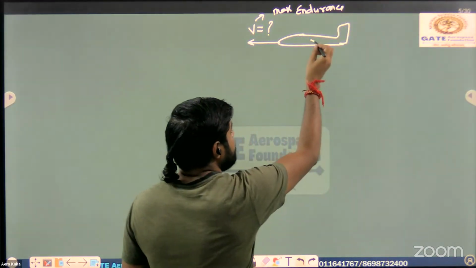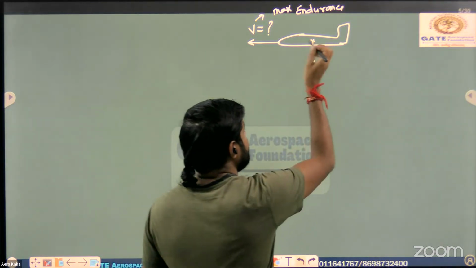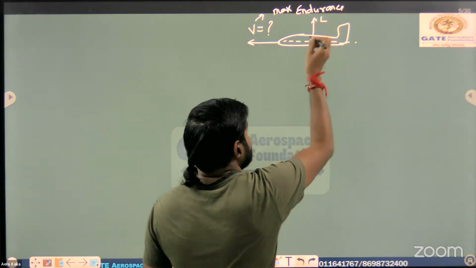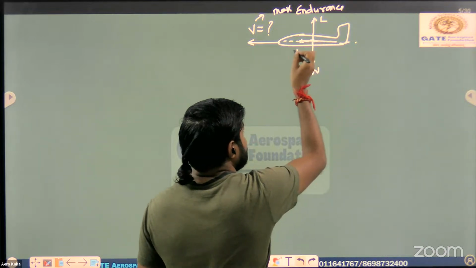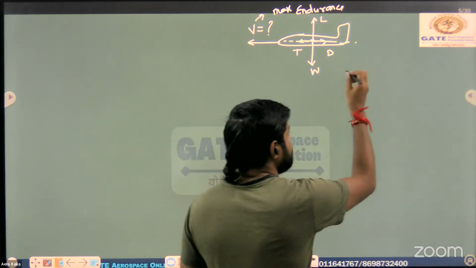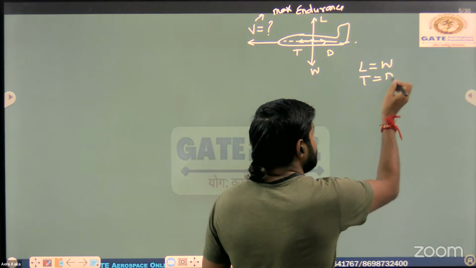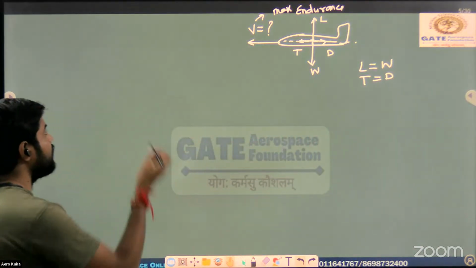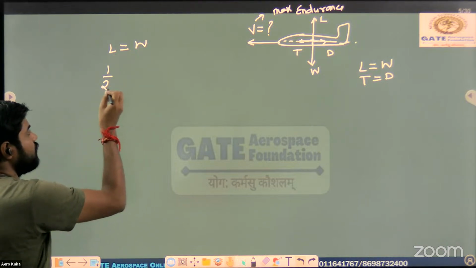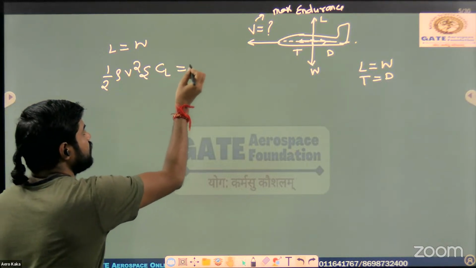Now, it is flying in steady state and level flight only. So you can write here, this is the weight, which acts vertically downward. Then this is our flight path. This is the lift, this is the thrust, and here the drag. So the aircraft is flying in this condition, where L is equal to W and T is equal to D, right? Now from here we can write L is equal to W. What is L? Half rho V square S into CL is equal to W.